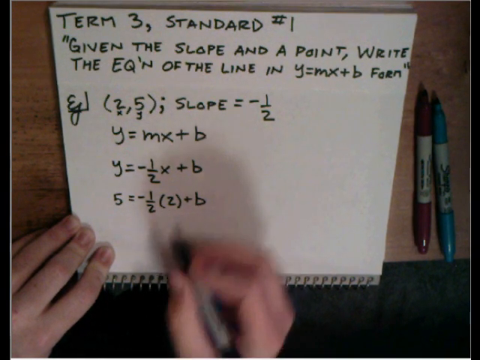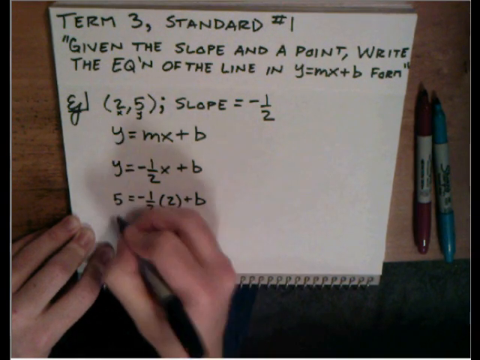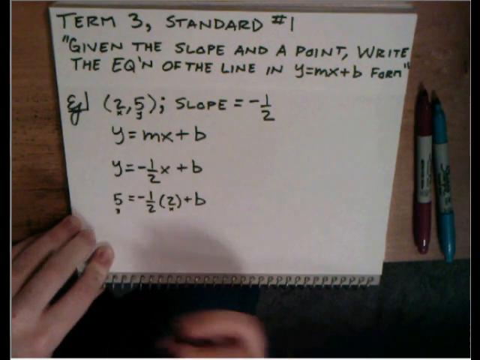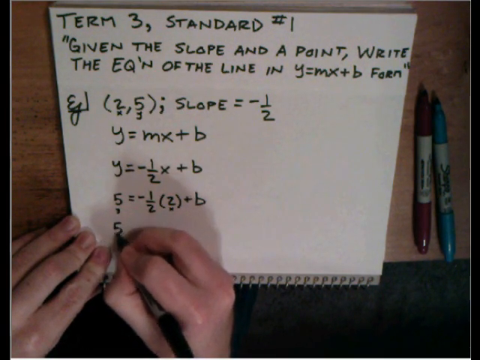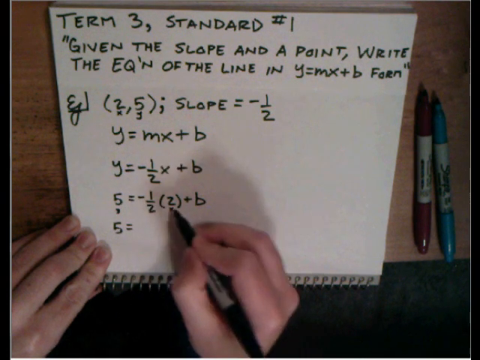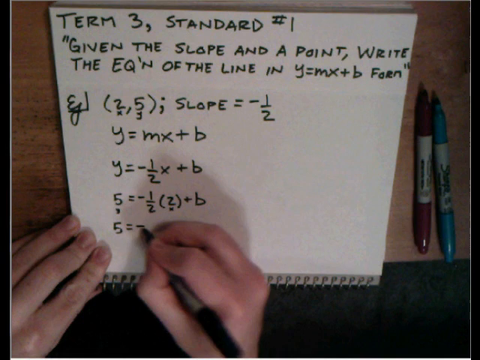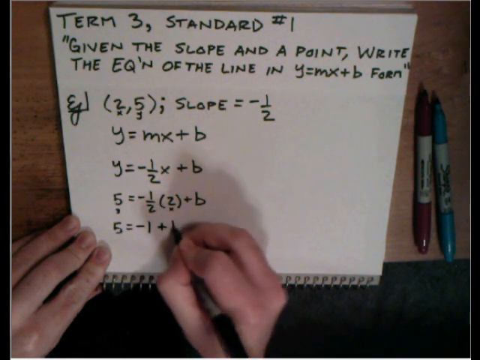And again, if that step is kind of unclear, you can think about it. This was x before, this was y before. Now they're 2 and 5 from our point. Now in order to solve this, I've got to find b. So 5 equals negative 1/2 times 2. 1/2 of 2 is 1, and it's going to be negative. So negative 1 plus b.